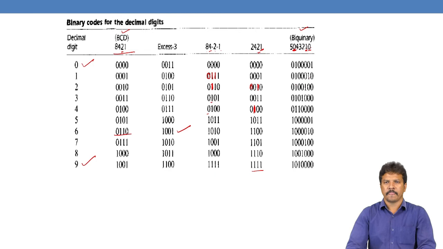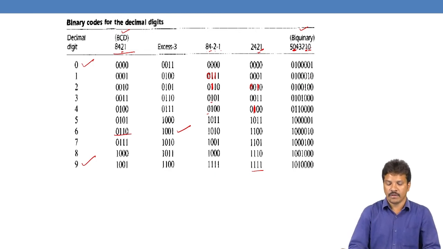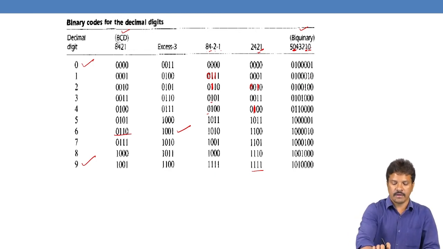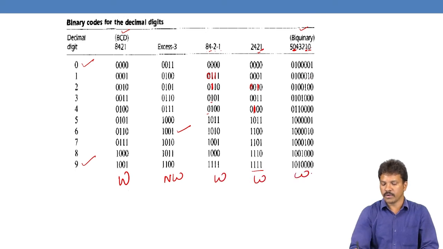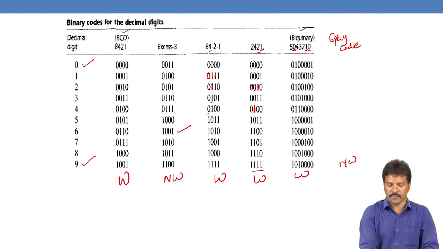When you use this table, this is called weighted code, and this is called non-weighted code. And if it is meant to add with this table gray code, the gray code is also a non-weighted code. So what are all the weighted codes and what are all the non-weighted codes which are useful in digital computer operation, performing the operation?